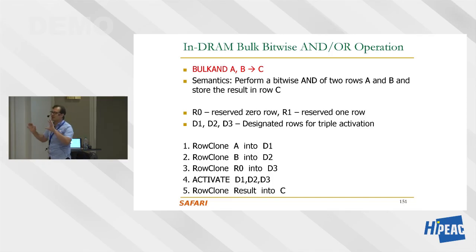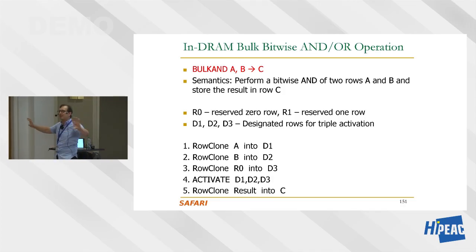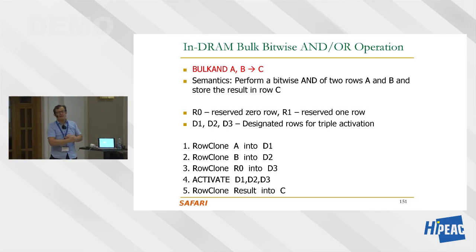There's a lot more implementation detail in the paper that I'm skipping over. We reserve some rows and designate them for triple row activation because you don't want to do this in the entire memory array. It complicates the row decoder and logic and hurts your density a lot. So what we do is you row clone A into a row D1, you row clone B into D2, you row clone R0 which stores 0 into D3, and then concurrently activate these 3 rows with a special command to DRAM, and then you row clone the result into C. And this essentially does the bulk bitwise AND operation.